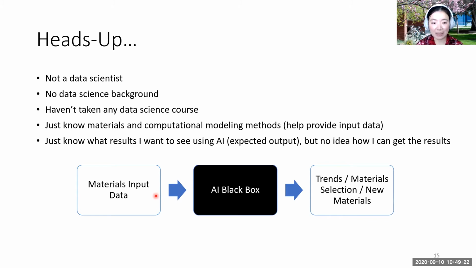I am also pretty clear about what I would like to see from this AI black box. I would like to know the trend, and I would like to know the material selections: what material I need to select after running this AI black box. I also want to see some new material; I hope the AI black box can tell me. The AI for me is a black box, so I don't know what the magic is.